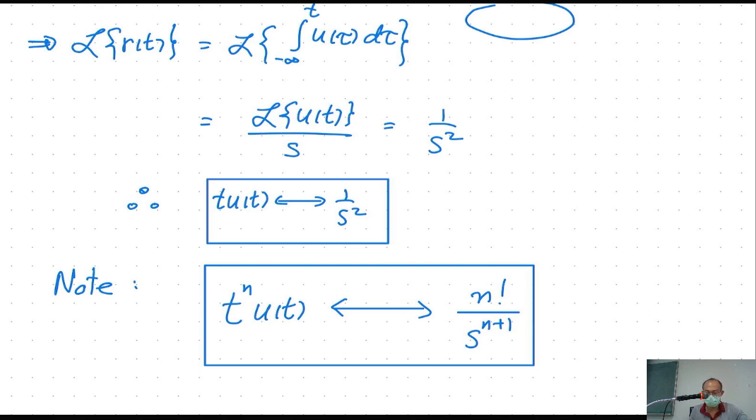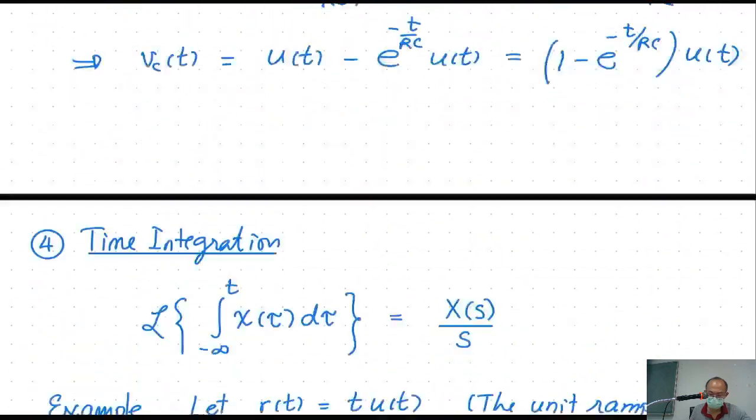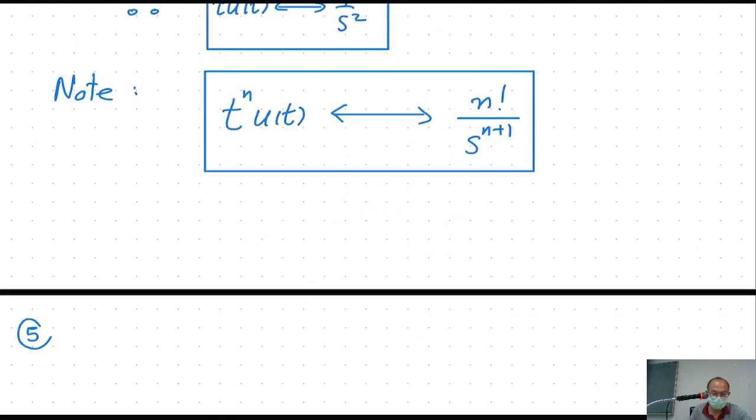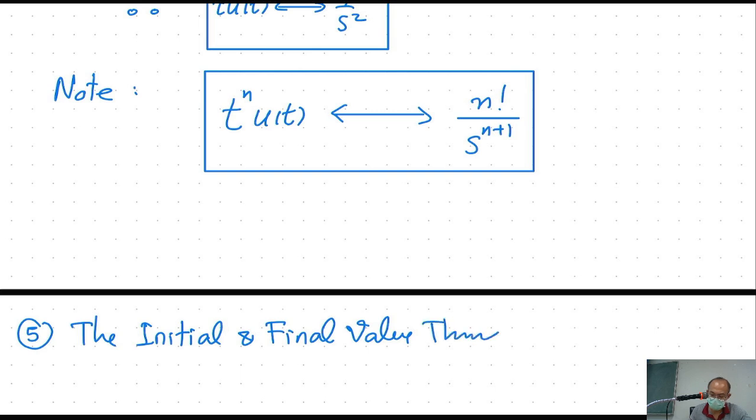Okay, the next one that I would like to talk about is initial value and final value, which is number 5, the initial and final value theorem. This is another property of Laplace transformation.